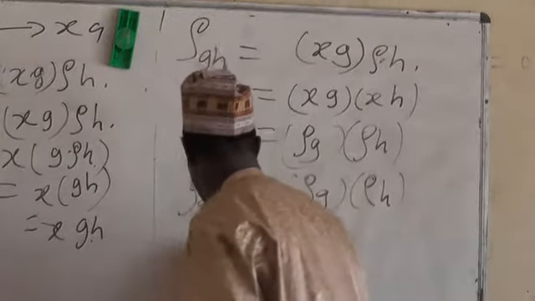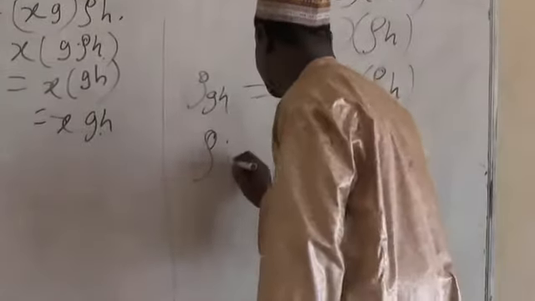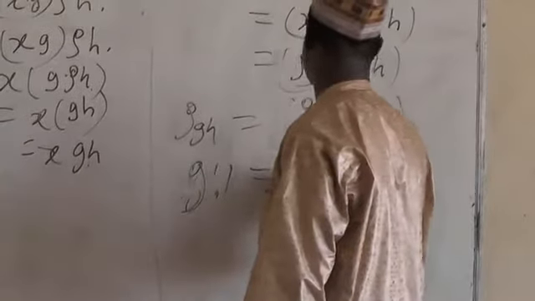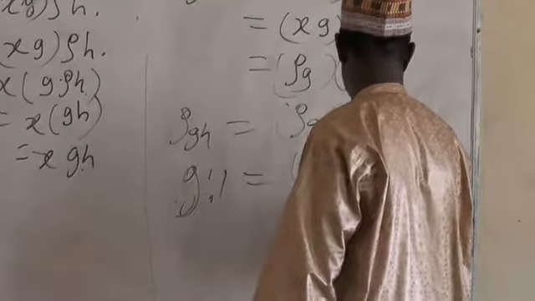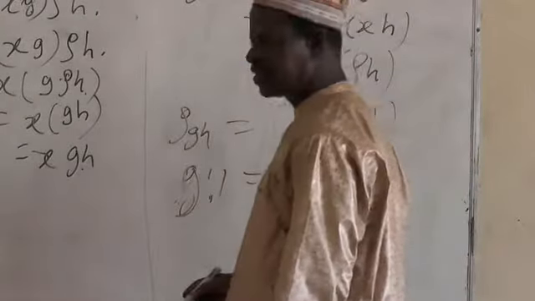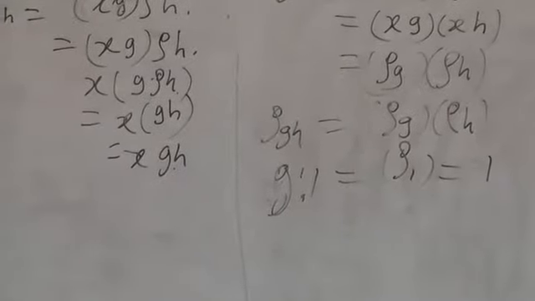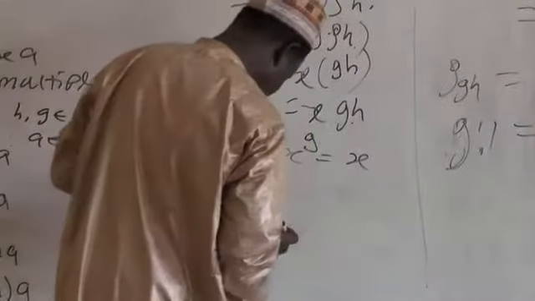And then rho of 1 will be rho 1, which is equal to 1. That's just like I want. So this is the first example. And then the second example, I'm sorry, I'm not seeing this example. x inverse g.